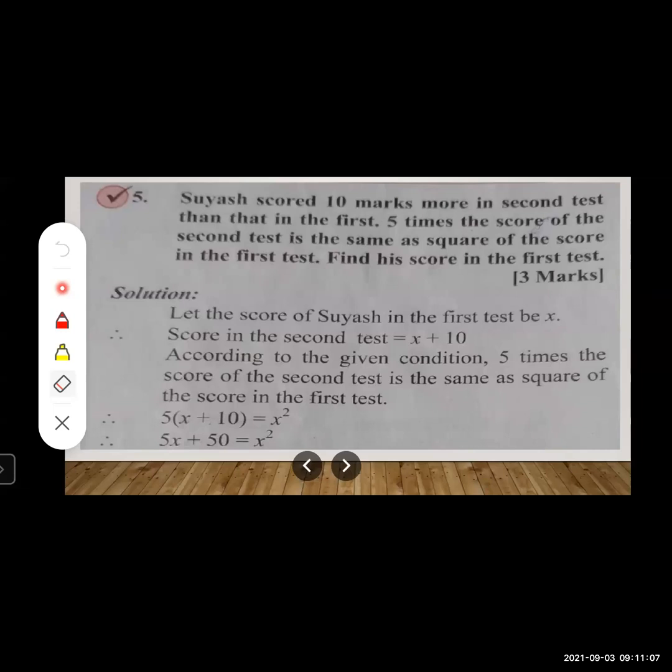And when you solve this quadratic equation by any method, formula method, completing the square method or factorization method, you can find the solution of this quadratic equation, and that is nothing but the score in the first test and the second test. Okay, let us first concentrate on the first line. Suyesh scored 10 marks more in the second test than that in the first. So let the score of Suyesh in the first test be X.